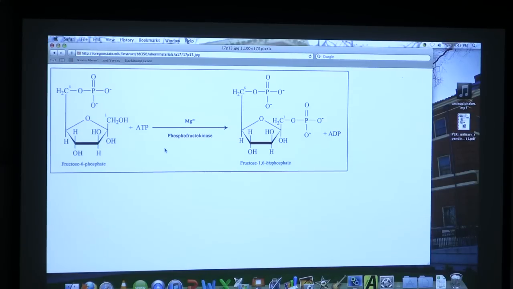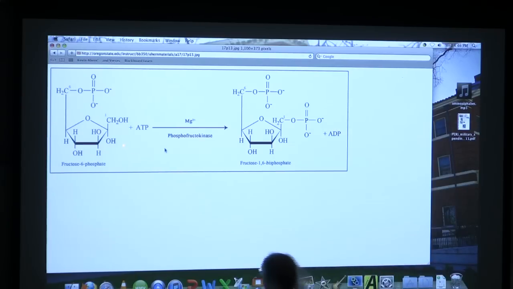By the way, as before, any abbreviations that I use, you're welcome to use. So if you'd like, I'll give you some abbreviations I've already gone over. Glucose 6-phosphate, you can call G6P. Fructose 6-phosphate, you can call F6P. And fructose 1,6-bisphosphate, you can call F16BP. If that helps you, great.